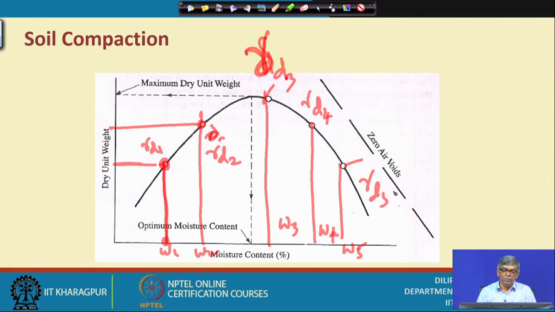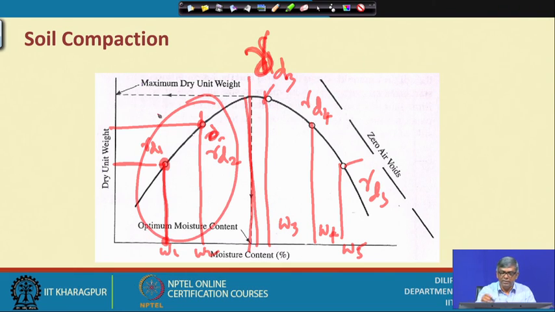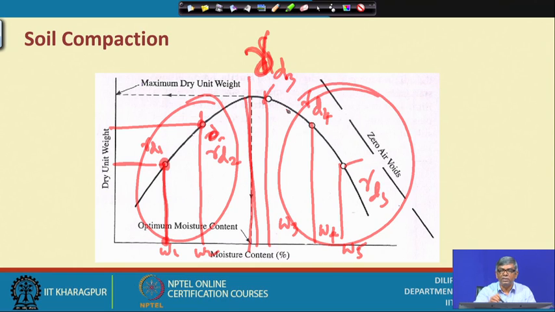How can you conclude that you have done the test correctly? Generally, when you have correctly conducted the test, you should have 4 to 5 trials, and out of these, nearly 50% should be on the dry side and 50% on the wet side. If I take this peak as the optimum moisture content, then 2 points are on the dry side and 2 to 3 points on the wet side.